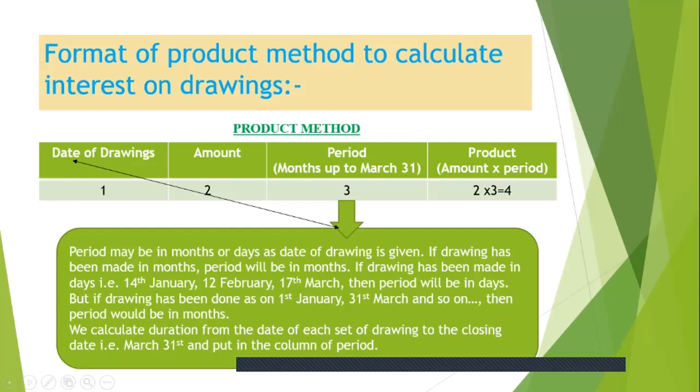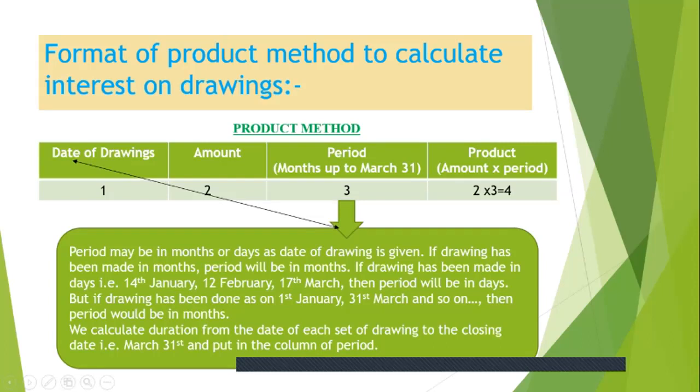Now see here how the period is to be calculated. Here the arrow is showing from the date of drawing up to 31st March. How much duration is coming from the date of drawing to the closing date, up to 31st March, in months or days, whatever. Suppose I am taking months as an example. Here it is written, the period may be in months or days as the date of drawing is given. If drawing has been made in months, the period will be in months.